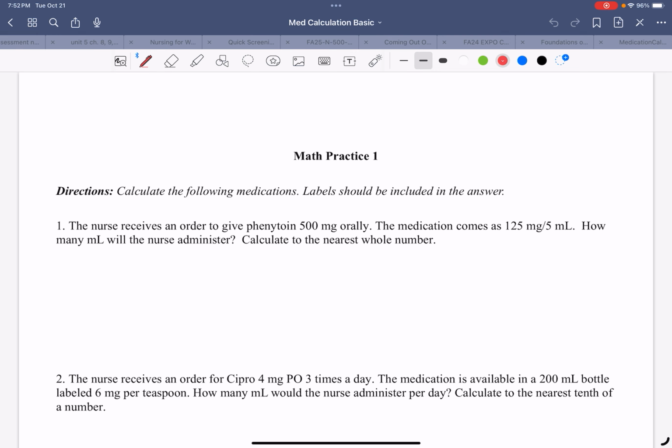So the first question reads, the nurse received an order to give this medication orally, 500 milligram. The medication comes as 125 milligram per 5 milliliter. How many milliliter will the nurse administer? So this is what we are looking for. Now, this is what was prescribed, right? And this is how the medication is available. So now we are looking for milliliter, right? How many milliliter based on this?